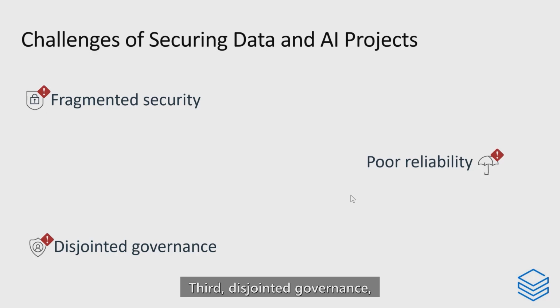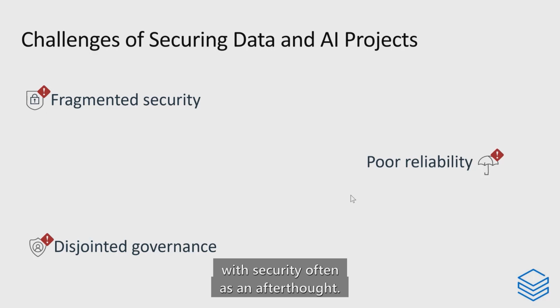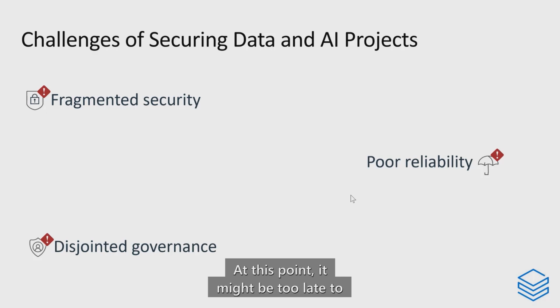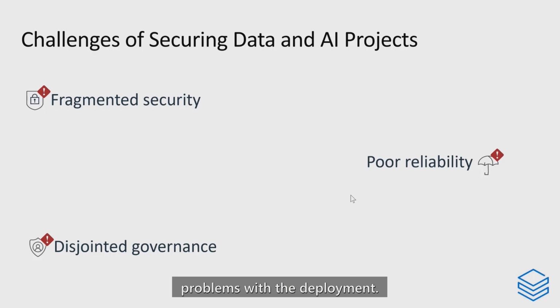And third, disjointed governance, with security often as an afterthought. AI projects are started with a focus on speed and innovation. Security is often a bolt on and thought of only later when a major compliance audit is due. At this point, it might be too late to solve some of the fundamental problems with the deployment.